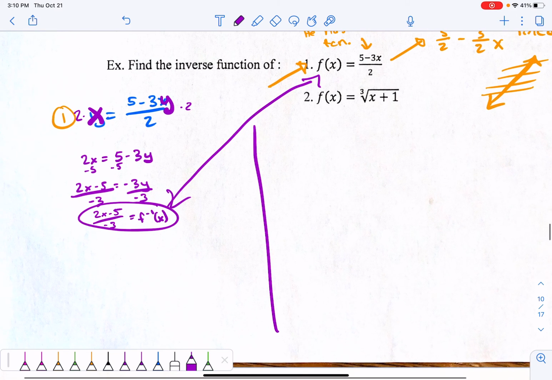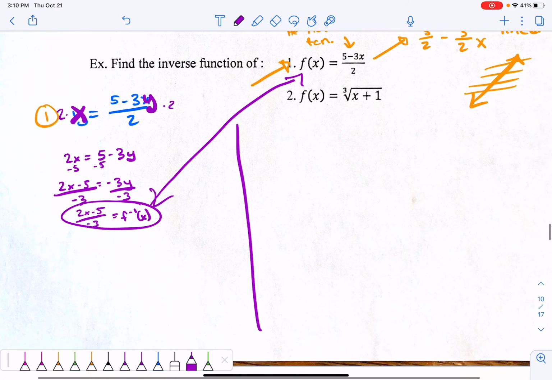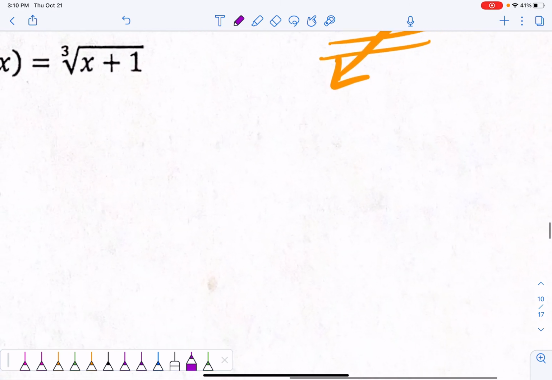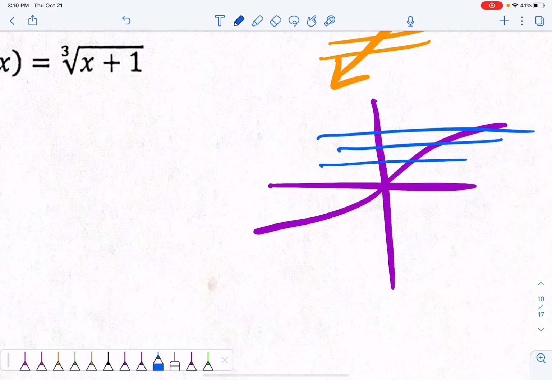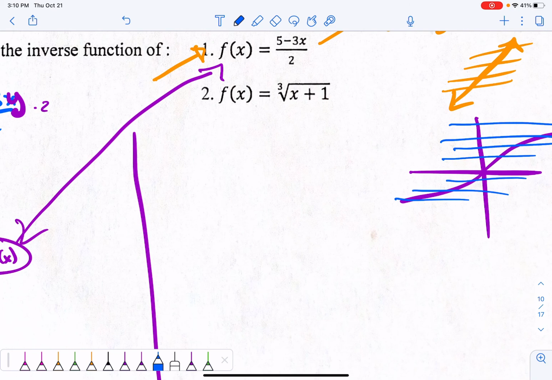Number 2 is a cubic root function. If we think about what a cubic root function looks like, it is one of these. And if we do the horizontal line test, it is going to pass the horizontal line test. Even though it kind of levels out here, it is still going up, so it is going to have an inverse function, and we're going to find that one. So this is number 2.